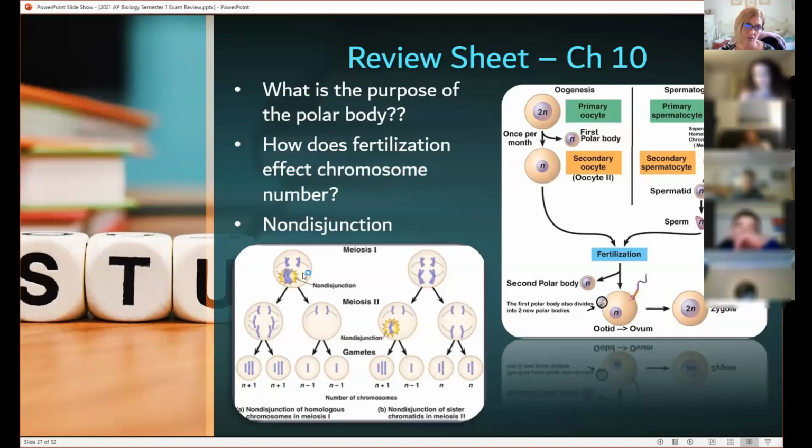Remember, non-disjunction can occur during anaphase 1 or anaphase 2. That was something we had forgotten last time we talked. During anaphase 1, there's a failure of homologs to separate. During anaphase 2, there's a failure of sisters to separate. So if you were fertilized by a cell that didn't have enough chromosomes, my zygote will have a lower number than 46. If you were fertilized by a cell that had too many, you would have more than 46.